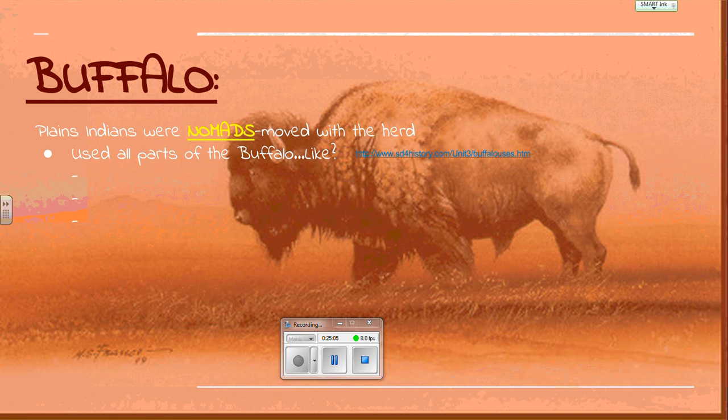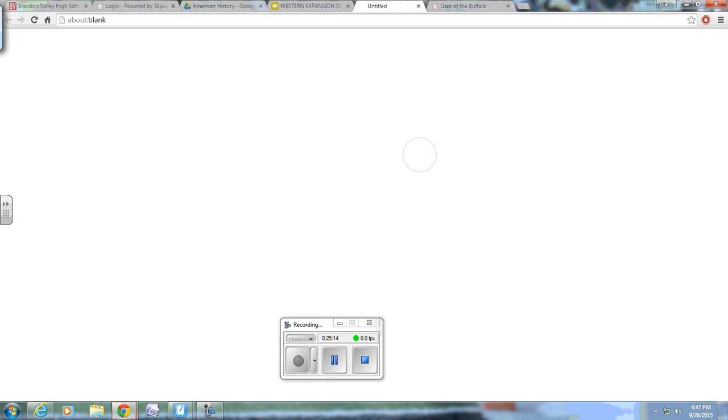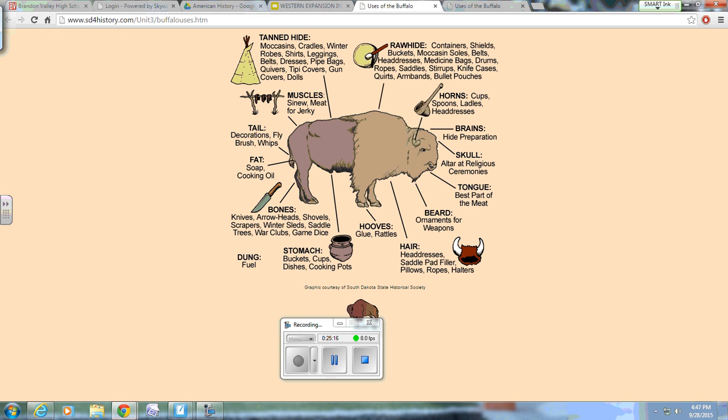So I bet you guys have studied this before. Can you think of some ways that they used the buffalo? Let's take a look here. Wow, look at all this stuff. Well, first of all, let's talk about the hide. This hide here, most famously, is known for teepee covers, right? They also used them for moccasins, cradles, robes, shirts, you name it, dolls even.